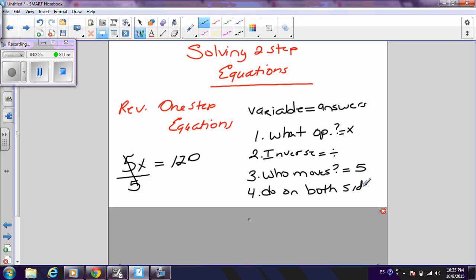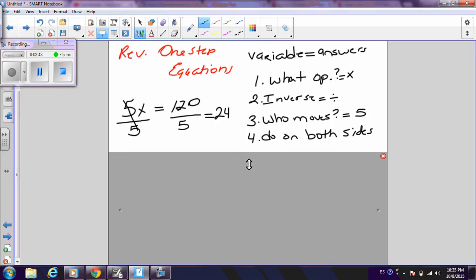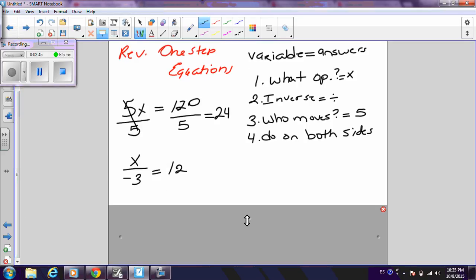Alright? So if I divide by 5 on this side, I divide by 5 on that side. And 120 divided by 5 is, give it a few seconds. Good, 24. I know it was quick, right? Quick, not a lot of time to solve that one. Alrighty, so now let's look at this next one.